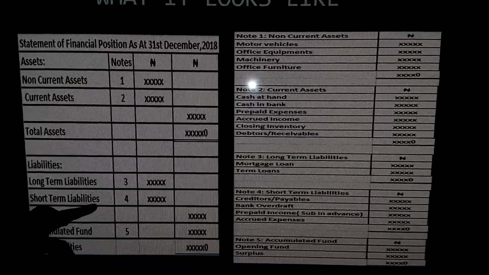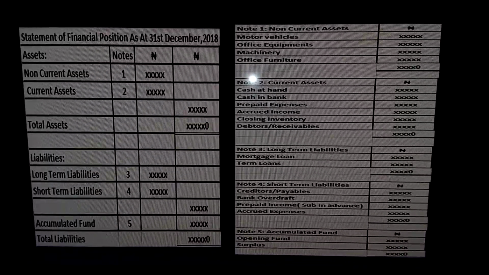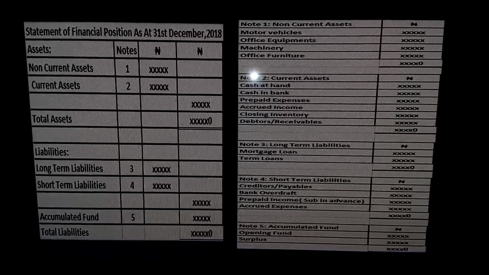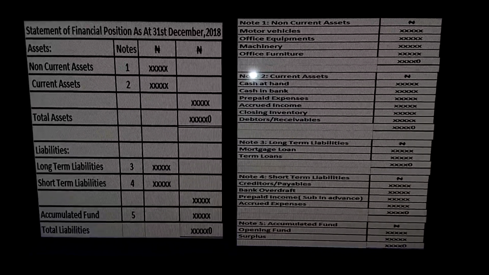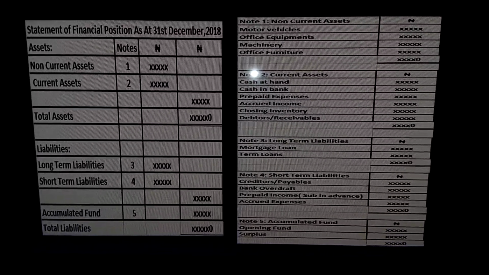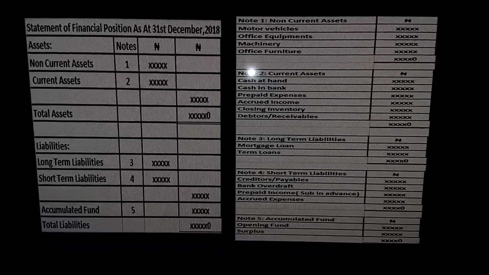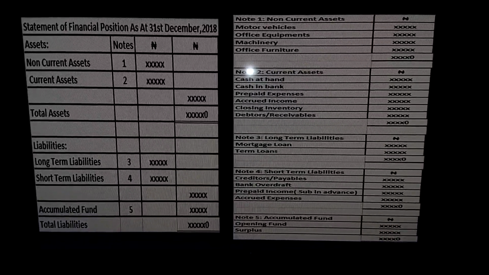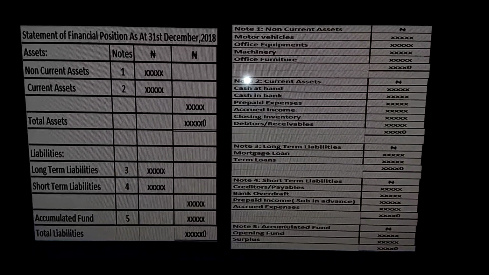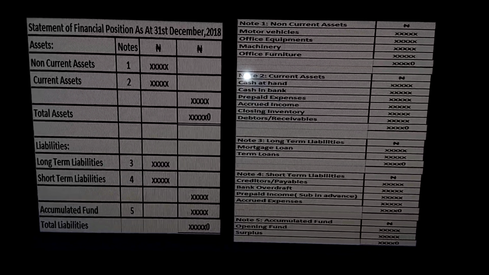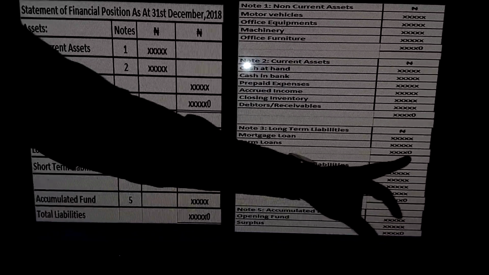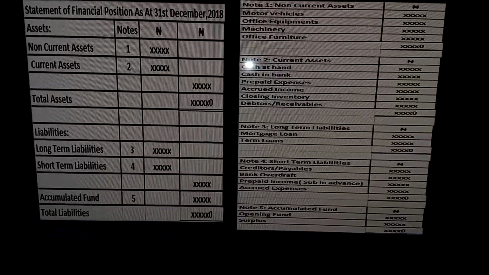They will now have short-term liabilities the same way. Creditors, overdraft, prepaid income. That's subscription in advance, for instance. I told you that the way you treat subscription in advance is the same way you treat prepaid incomes. Okay, so you can go back to the prepayment class and the accruals class. So we have all of them there. So when you add all your short-term liabilities, you have it here.